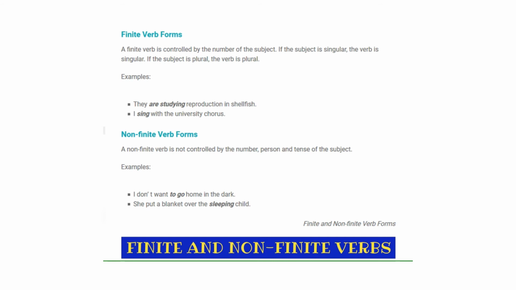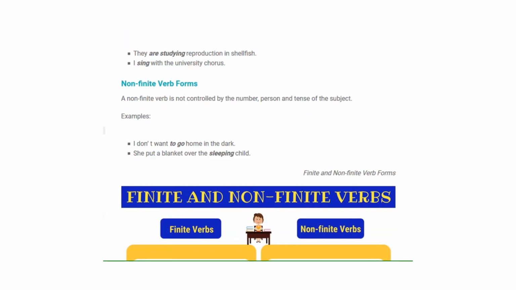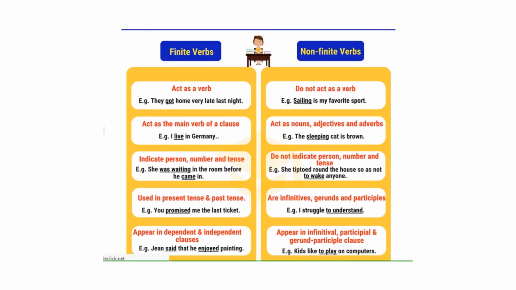Okay, so we have the non-finite verb forms. A non-finite verb is not controlled by the number, person, and tense of the subject. Example: I don't want to go home in the dark. She put a blanket over the sleeping child.